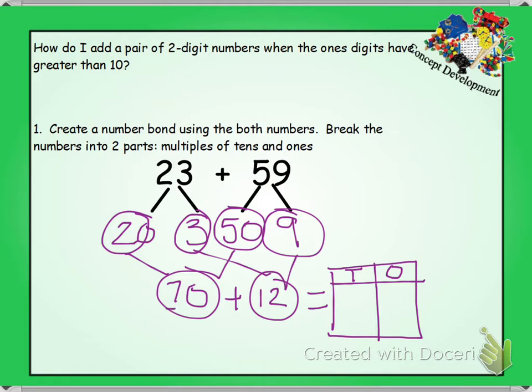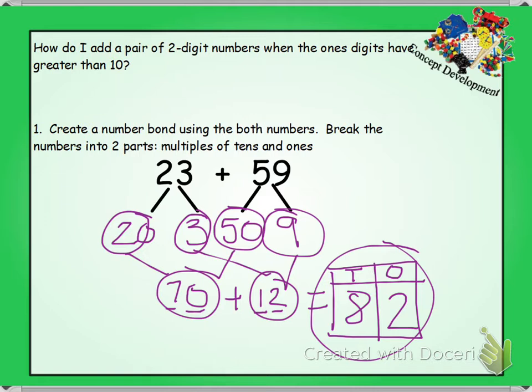7 tens plus 1 ten. Well, 7 tens plus 1 ten equals 8 tens, because 7 plus 1 equals 8. Now 0 ones plus 2 ones. 0 plus 2 equals 2 ones. Okay. So now we know that 23 plus 59 is equal to 82.